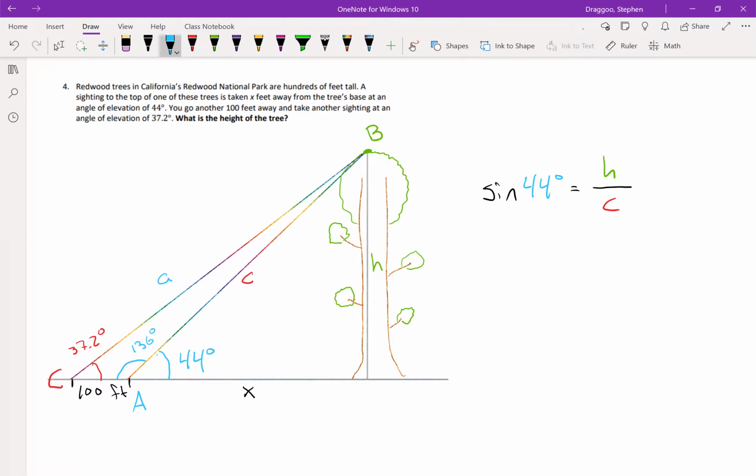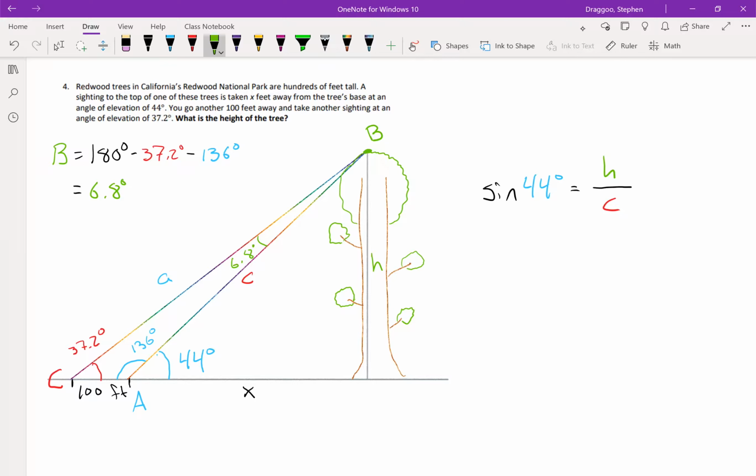Lastly, I should get the measure of angle B, which should be 180 degrees minus 37.2 degrees minus 136 degrees. And that comes out to a very small angle. It's just 6.8 degrees. We'll come down and label that about here, 6.8 degrees.